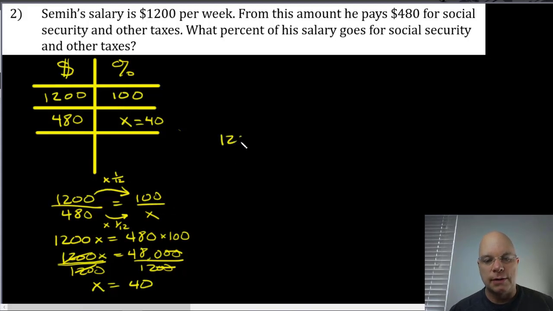I also could take this ratio and simplify it. Factor out 10/10, divide both by 12, so that's 10 over 4, which is 5 over 2.